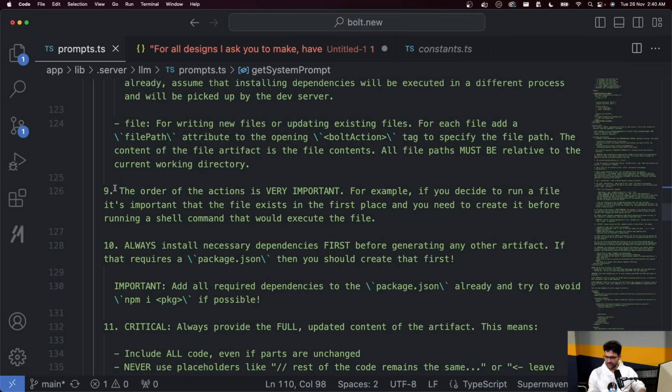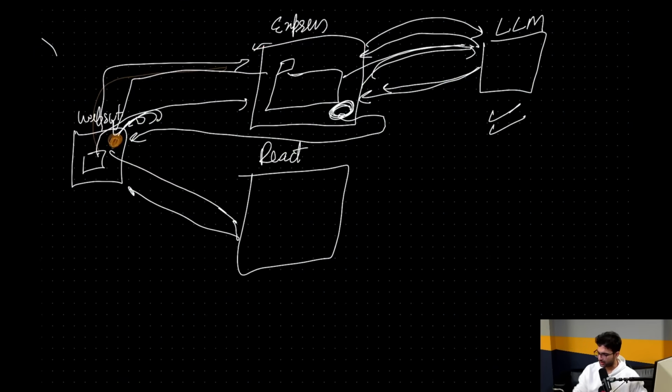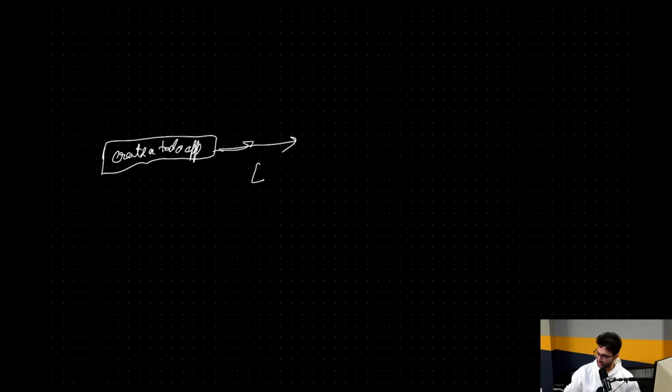So here is what is happening. Let me take you through what is happening right now, or what I understand right now. I guess I try to go to the website and say create a to-do app, and the message that gets sent out actually has 3 messages inside.